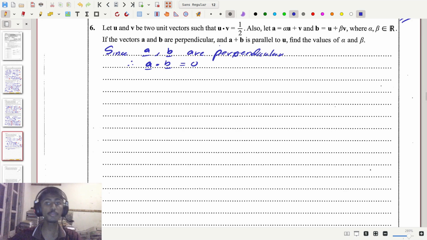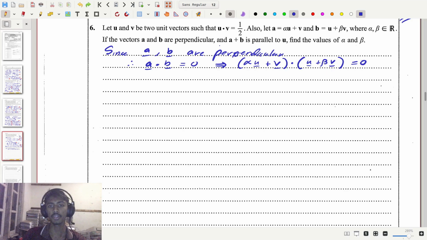Now from this, in order to find an equation in terms of alpha and beta, we are going to have to substitute the values of a and b in terms of alpha, beta, u and v. So doing so, instead of a I have this, and if I substitute I have alpha u plus v dot, and for b similarly I have u plus beta v, so I have dot u plus beta v equals 0. So this is the equation I get by substituting a and b.